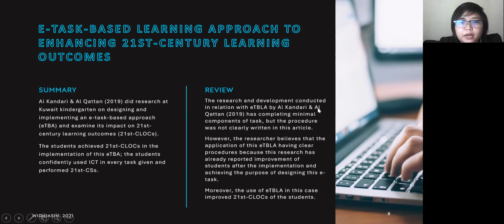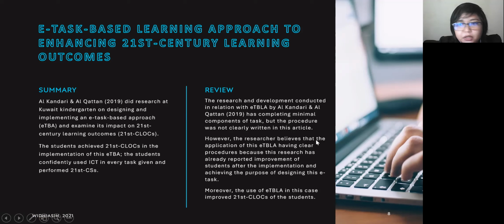by Al-Kandari and Al-Khatan in 2019 has completed the minimal components of tasks, but the procedure was not clearly written in this article. Okay, so this article showed only the goals and the input given in the e-task-based learning approach they designed, but did not clearly mention the steps or the procedures or the framework of doing the task.